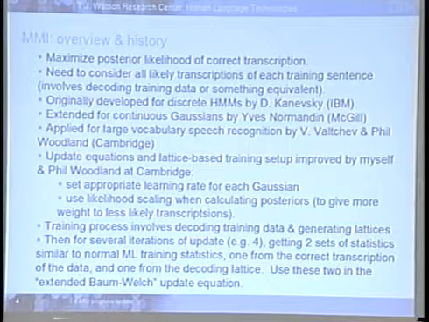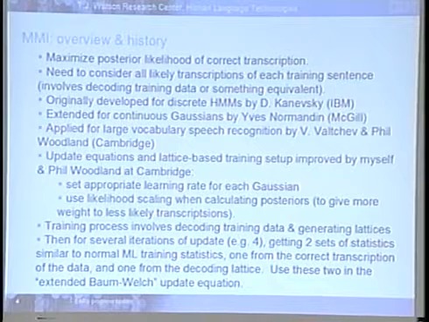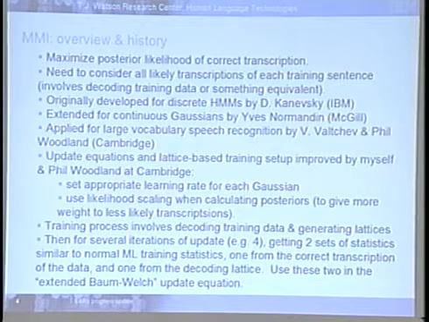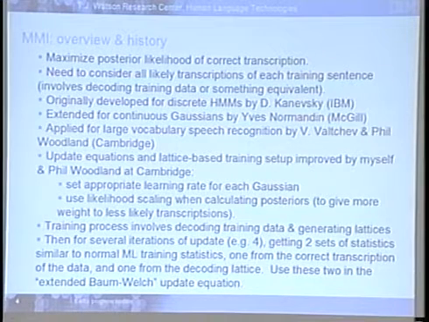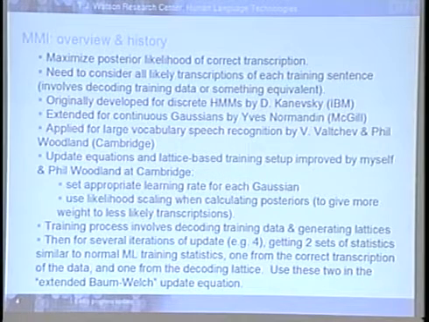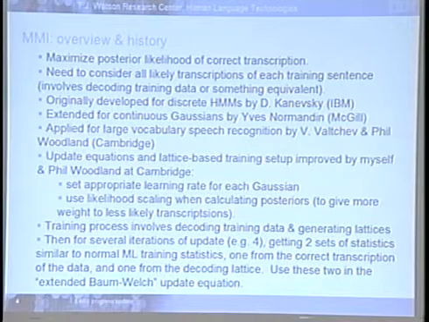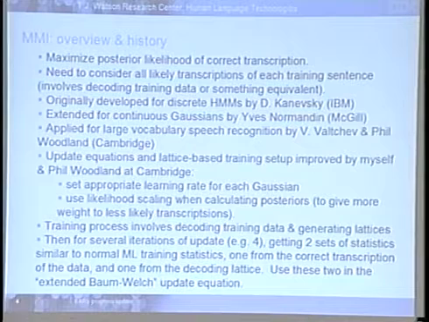It was extended for continuous Gaussians, which is what we use, by this guy who's working in Canada called Yves Normandin. And it was applied in Cambridge to large vocabulary speech recognition, which I think was an implementation issue really. They got their lattices working on it. And I picked it up from where they started, and I messed around with the update equations to make it more robust and work better on large vocabulary.